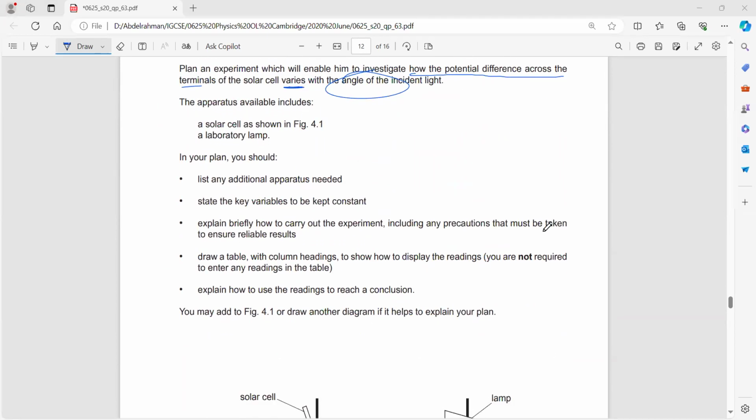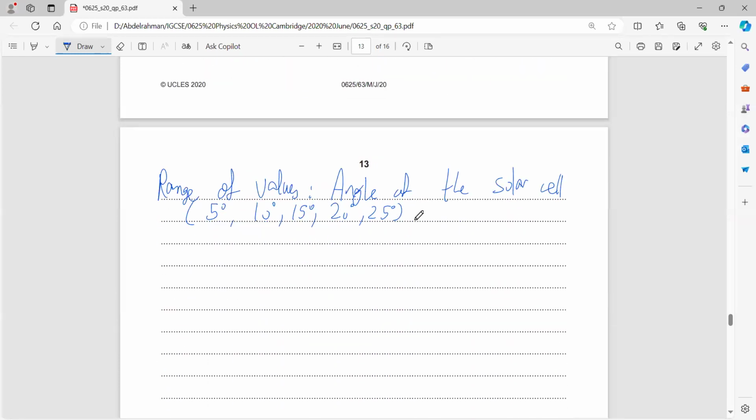These are some apparatuses in your plan. You should list any additional apparatuses needed and state the key variables. Now we need to see what the apparatuses are and what the controlled variables are. Let's start off with the controlled variables. What are the controlled variables in this question? Tell me.